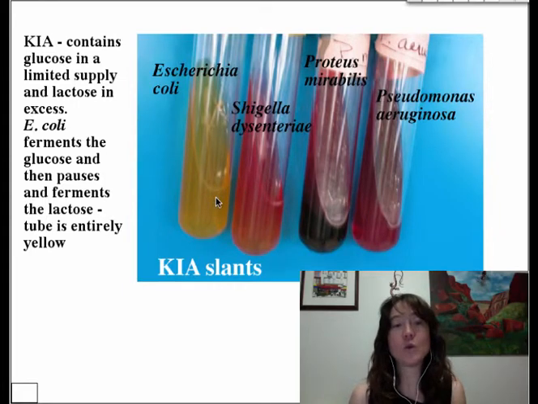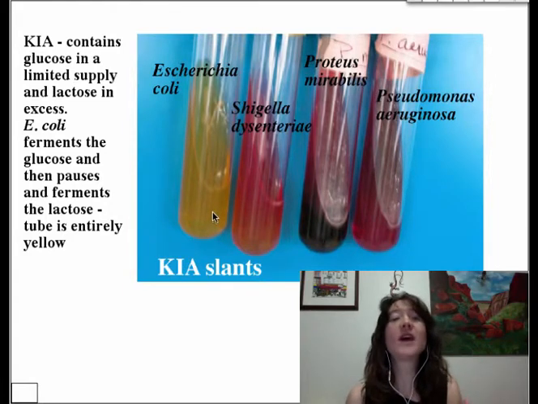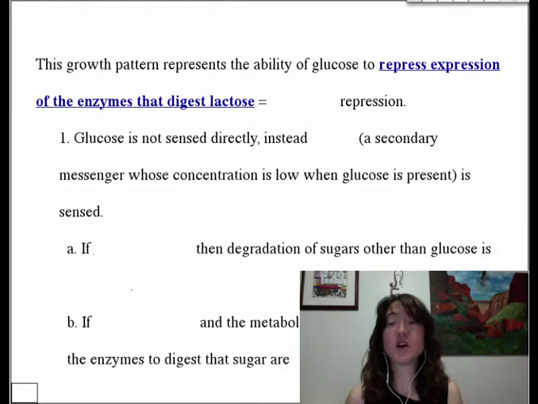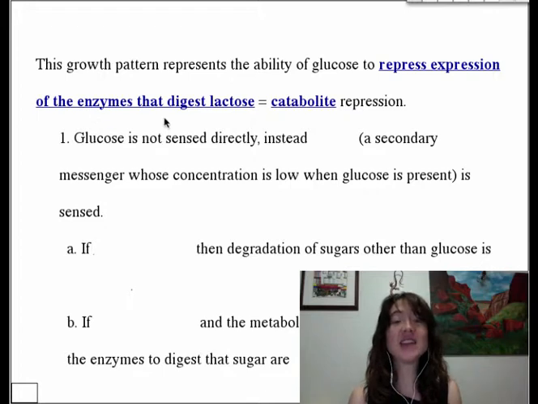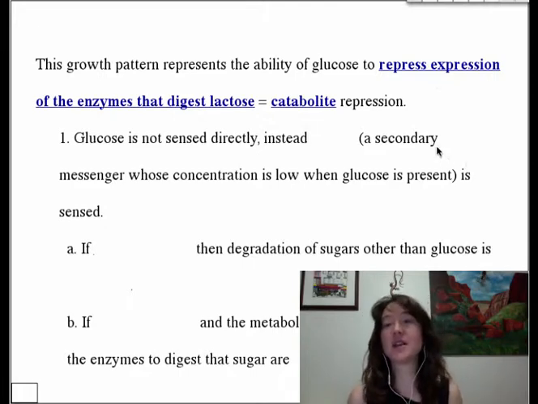But we're curious to see what's going on in E. coli, where clearly the glucose is repressing the lactose operon, or the expression of the genes needed to degrade the lactose sugar. So we want to see what's actually happening on that lac operon as E. coli grows for, say, 24 hours in a KIA tube. So first off, we should make note that catabolite repression is the repression of expression of the enzymes that degrade lactose by glucose.